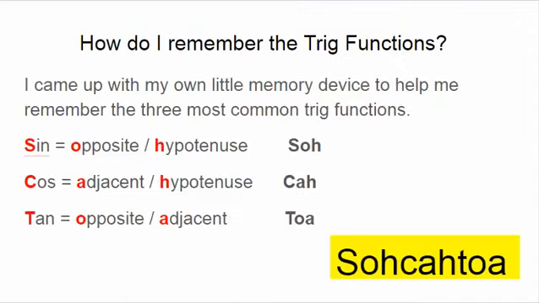But there are other ways of thinking about it, and probably the most traditional way is the nonsense word that was made up, SOHCAHTOA. Sine is the opposite divided by the hypotenuse, cosine is the adjacent divided by the hypotenuse, and tangent is the opposite divided by the adjacent.